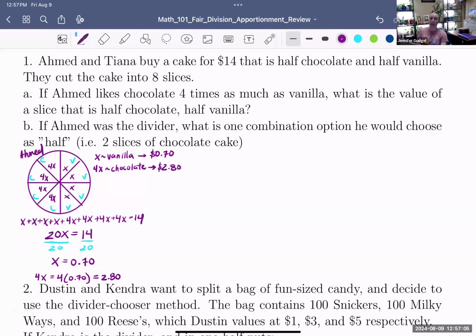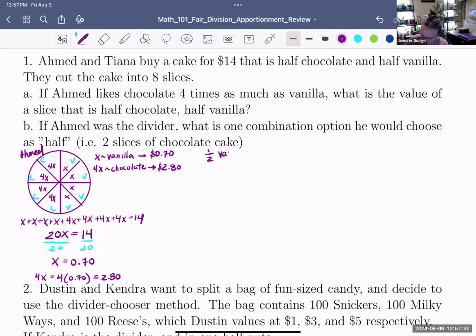Now, if they had just asked in part A, what is the value of a vanilla slice to Ahmed? 70 cents. What's the value of a chocolate slice to Ahmed? $2.80. But they asked for a slice that's half chocolate and half vanilla, meaning we need half of these prices and then putting them together. We would have sliced it in this way, where we have half chocolate, half vanilla as our slice, instead of a whole slice of chocolate or a whole slice of vanilla.